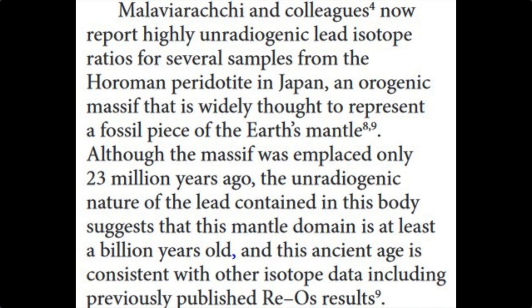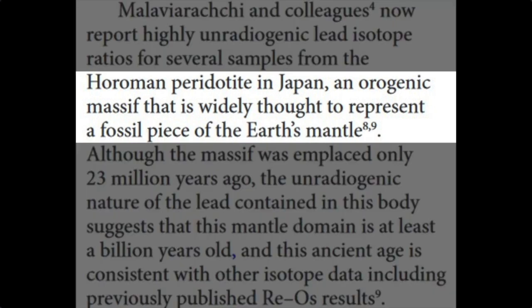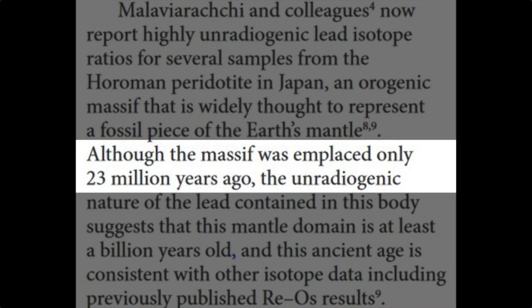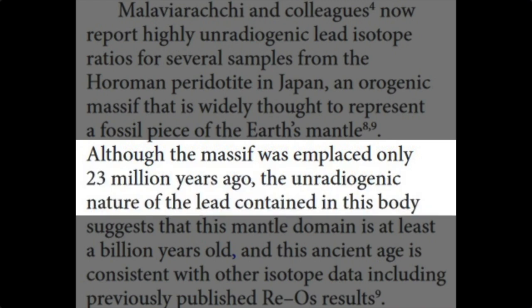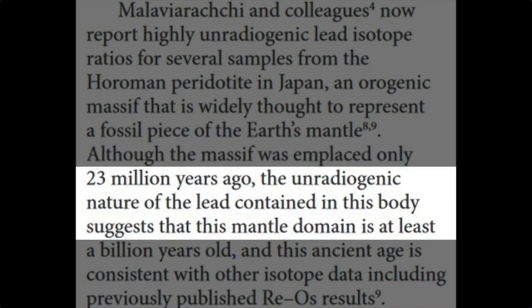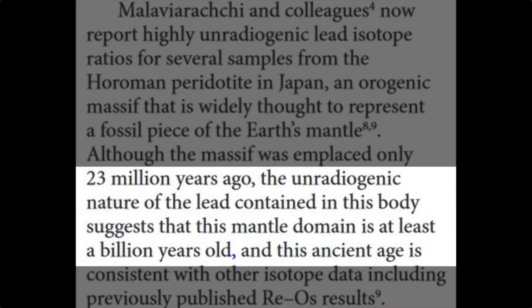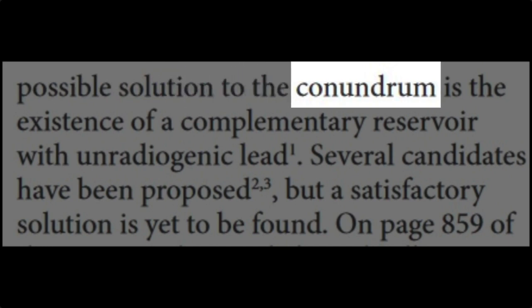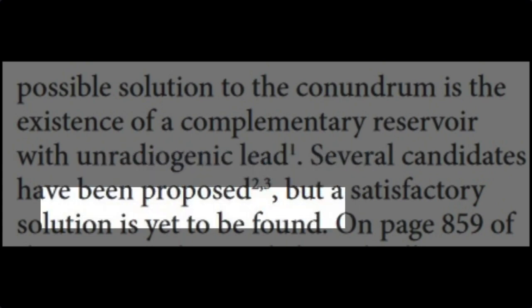And perhaps even more surprising, he points out that one hopeful candidate in Japan, "although the massif was emplaced only 23 million years ago, the unradiogenic nature of the lead contained in the body suggests that this mantle domain is at least 1 billion years old." Can you guess where the 23 million years came from? Radiometric dating. And the at least 1 billion years for the same geologic formation? Radiometric dating. Hofmann flounders about trying to find other reservoirs which might lead to a credible solution to the radiometric conundrum. But eventually he admits that nobody can find one.